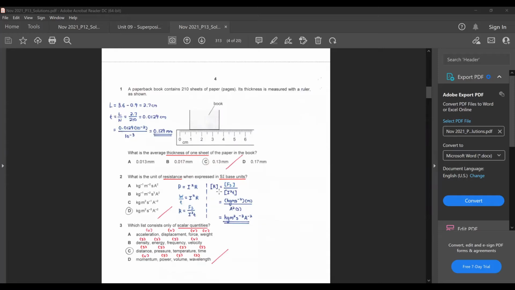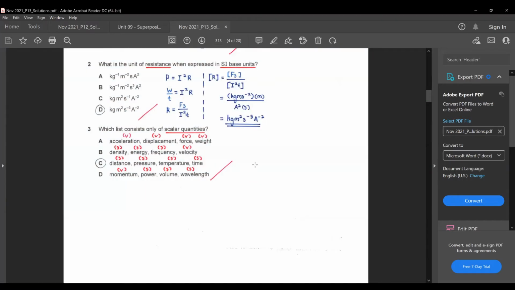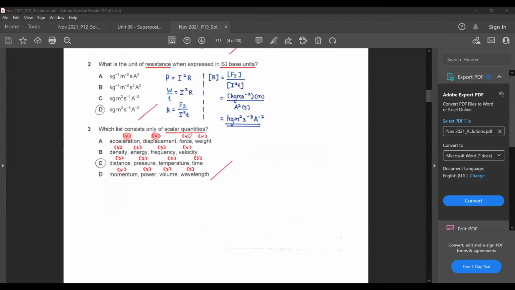Now, number 3, which list consists of only scalar quantities? Some other things you can just see from here: acceleration is vector, displacement is vector, force is vector, weight is vector, density is scalar, energy is scalar, frequency is scalar, velocity is vector. Then D, momentum is vector, power is scalar, volume is scalar, wavelength is scalar. So none of these are what we want.